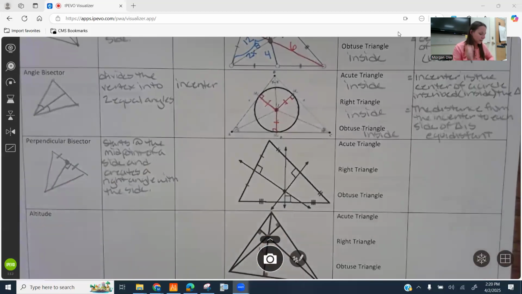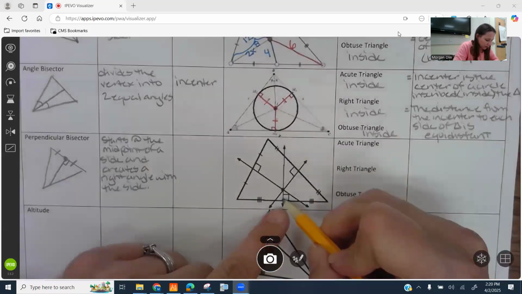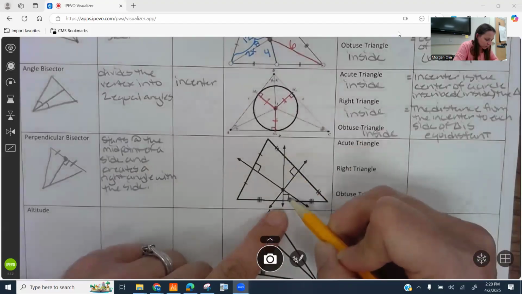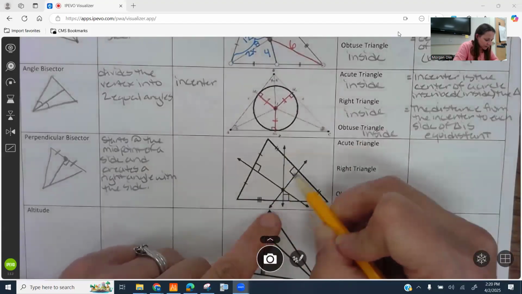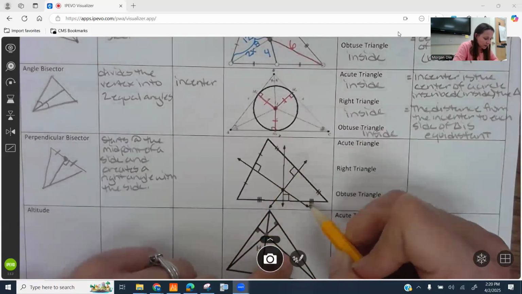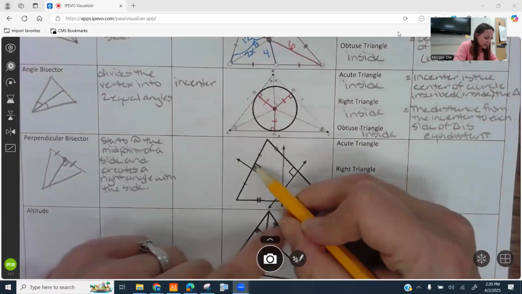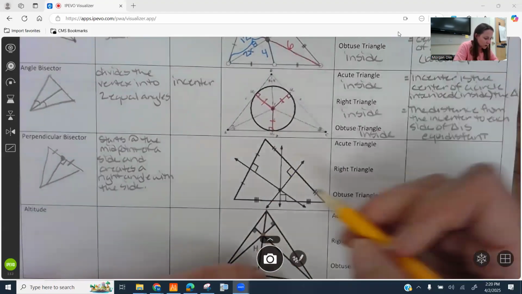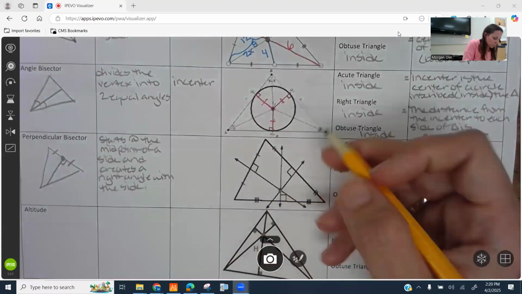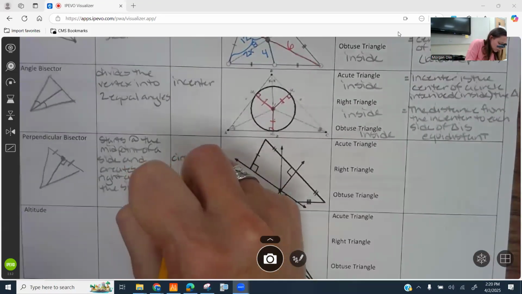All right, and you see that right here, this is a perpendicular bisector. It's perpendicular, splits it in half. This is perpendicular, splits it in half. And none of these come from the vertex. They can, but in this case, they don't. But they all meet at this point, and this point is called the circumcenter.